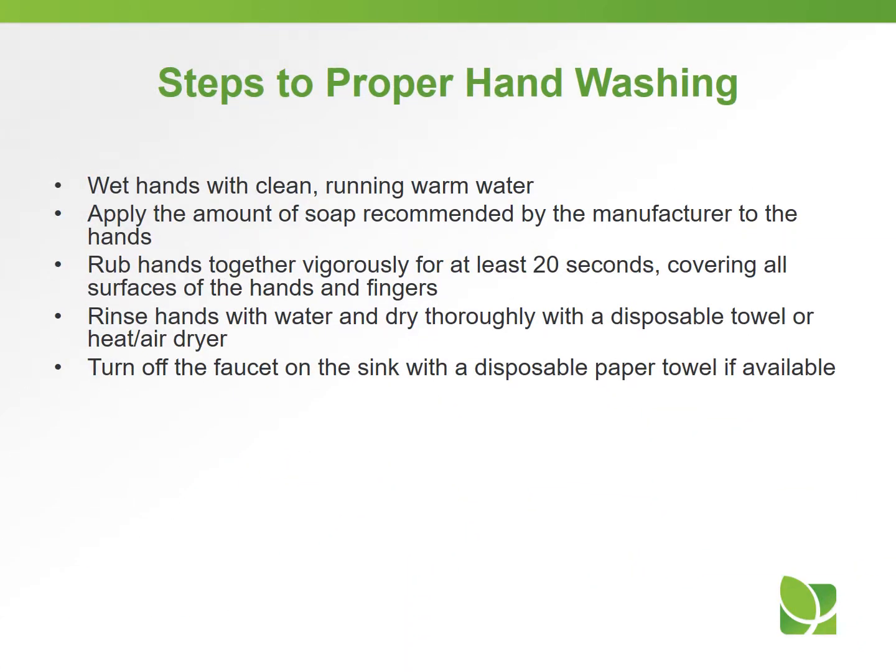Steps to proper hand washing. Wet hands with clean, running warm water. Apply the amount of soap recommended by the manufacturer to the hands. Rub hands together vigorously for at least 20 seconds, covering all surfaces of the hands and fingers. Rinse hands with water and dry thoroughly with a disposable towel or heat or air dryer. Turn off the faucet on the sink with a disposable paper towel if available.